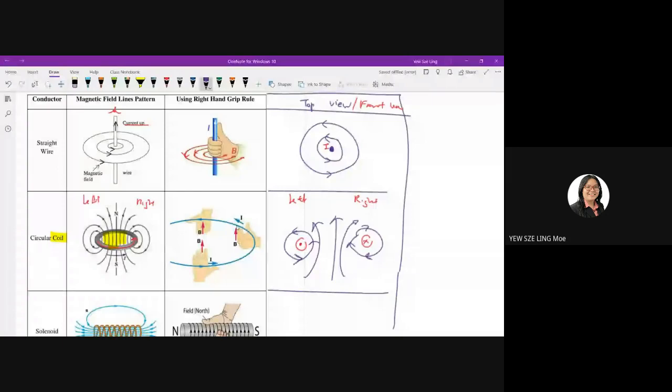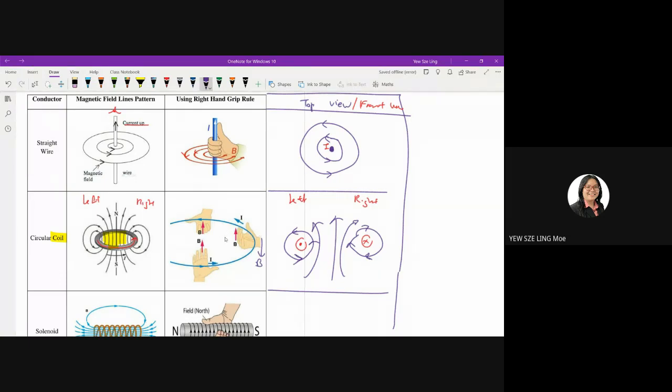But if you rotate your hand, then you will see that now B is pointing downwards at the outside of the coil. Okay, di luar coil. Dalam coil ke atas, luar coil ke bawah. Okay, kalau kamu tak percaya, kamu pegang satu wire, pusing kamu punya tangan satu round and see what happened.